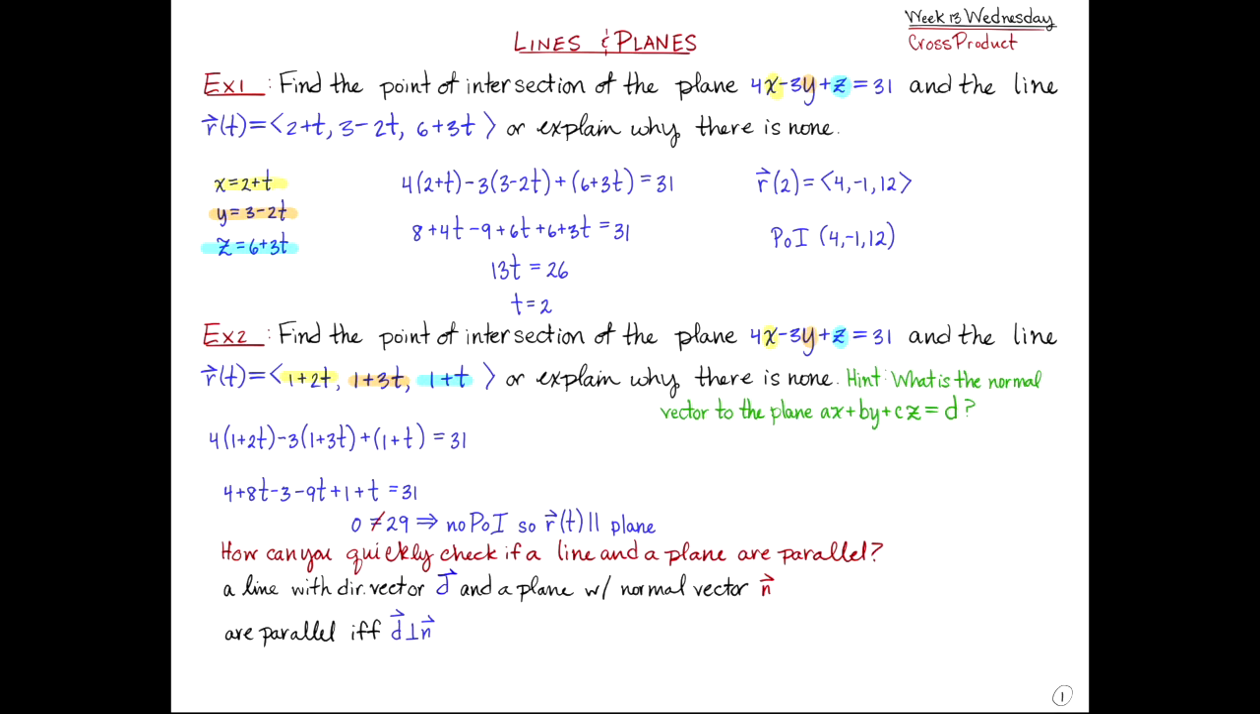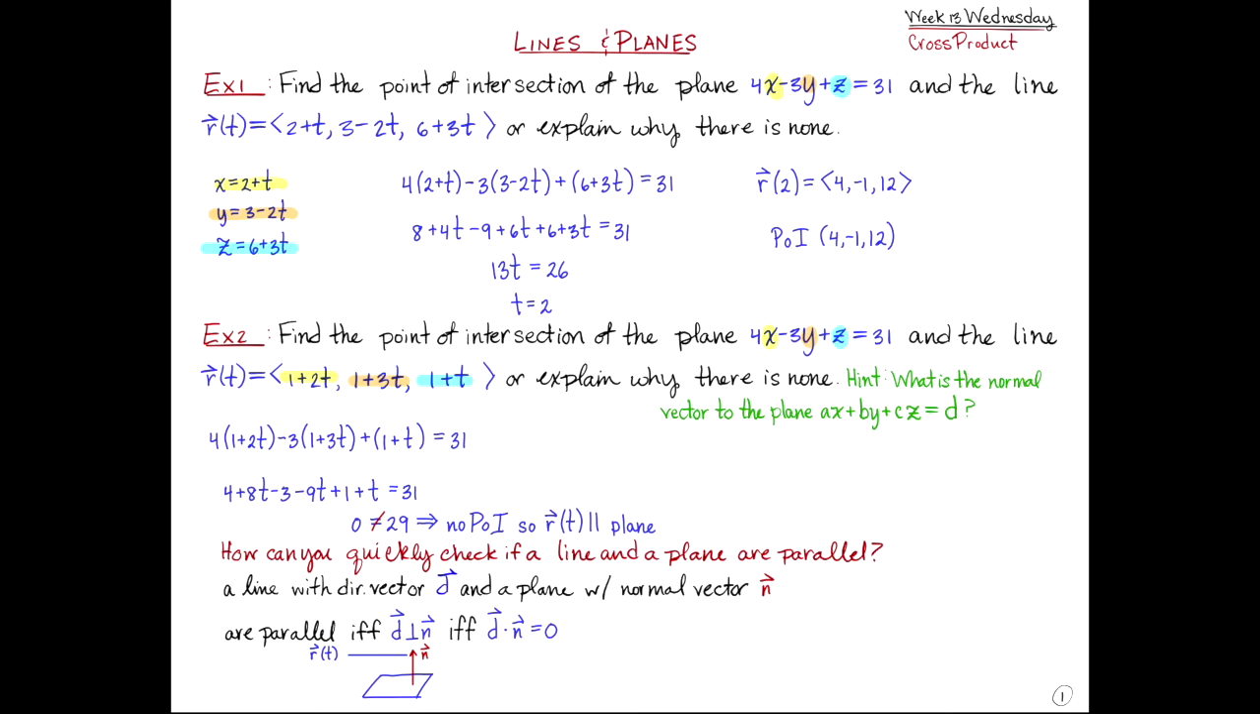And that's true if and only if the dot product between the direction vector and the normal vector is equal to 0. A quick sketch helps to confirm this. I'll label our line r of t, and the plane has a normal vector, n. If the line is going to be parallel to the plane, then that line must be perpendicular to the normal vector. If ever you're in doubt, a quick sketch really helps to make it clear whether they're parallel or perpendicular.